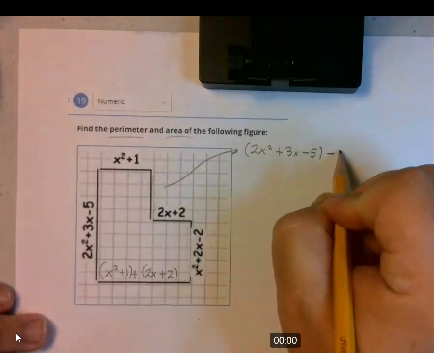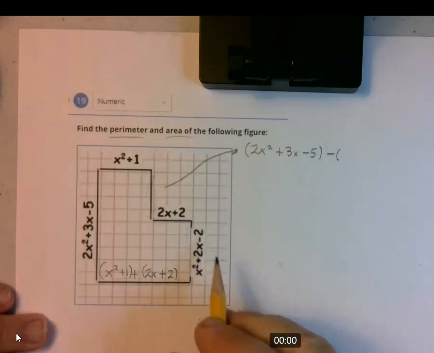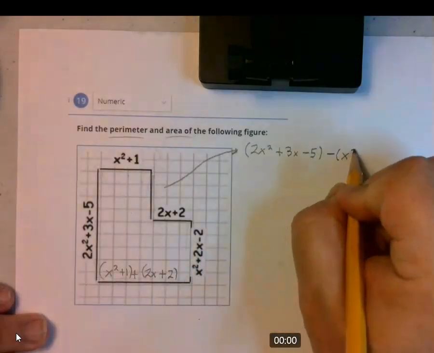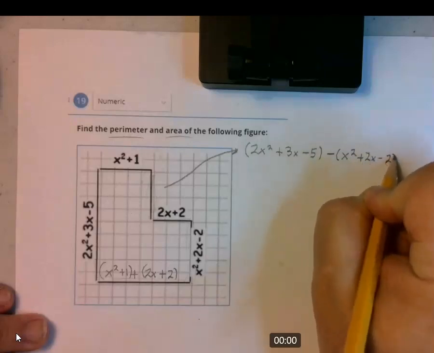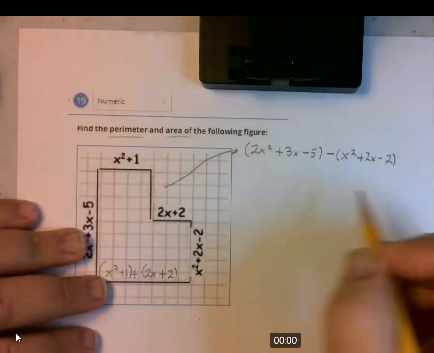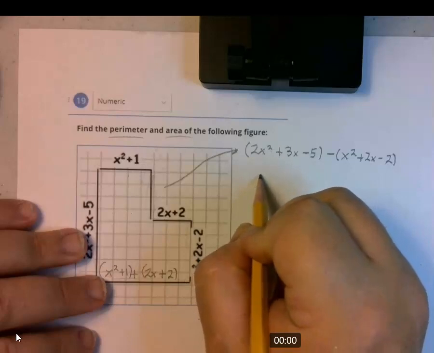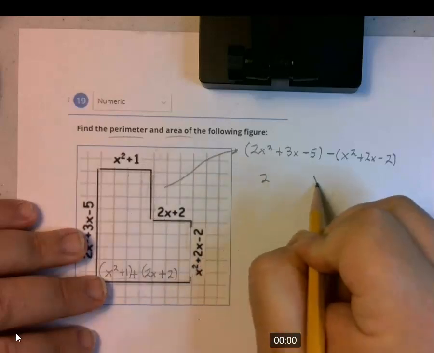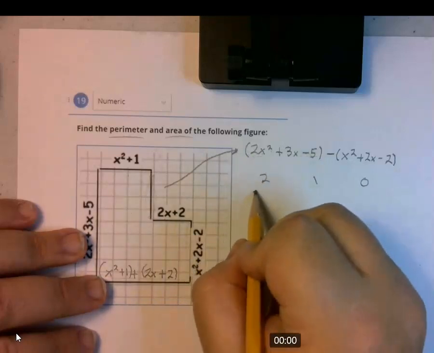So it's minus, and then I'm going to put this in parentheses. Don't forget the parentheses there. It's minus x squared plus 2x minus 2. Okay, so you've seen problems like that before. Not that hard. The largest exponent we have is a 2, so I'm going to make 3 columns: 2, 1, 0. And I'm going to go ahead and write this across here.